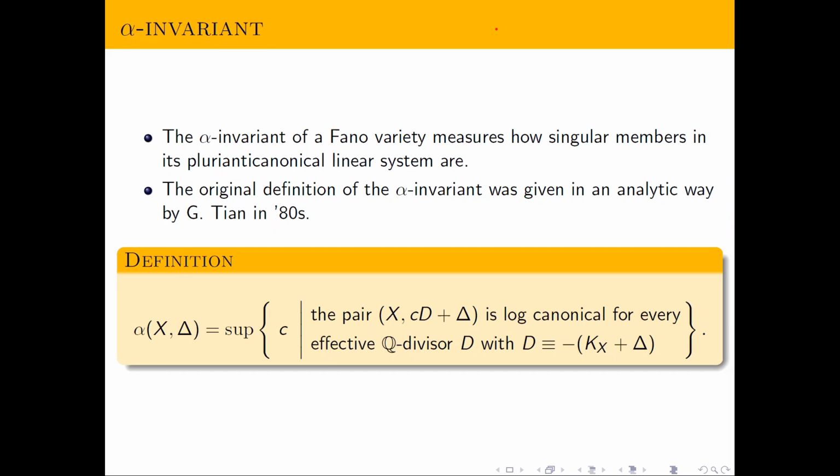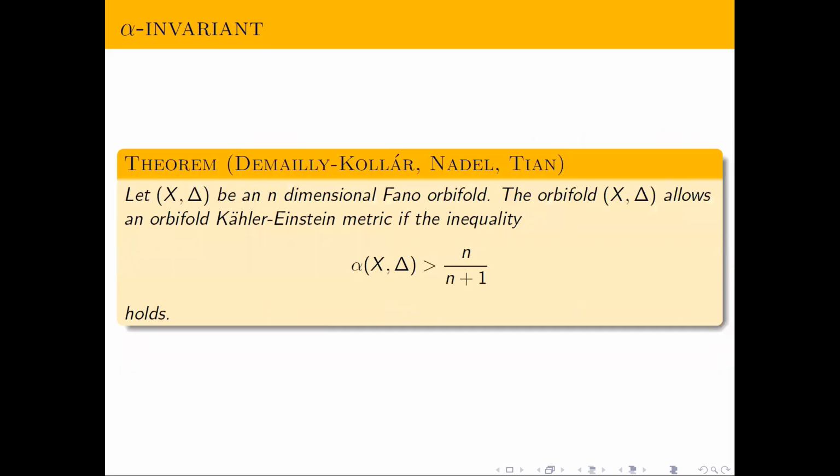So the definition is like this. You collect all rational numbers delta such that the pair X, cD plus delta is log canonical for every effective Q-divisor D equivalent to minus K_X, and then you take the supremum. This is the definition, right? And the reason why Tian introduced this is because of this: an n-dimensional Fano orbifold allows an orbifold Kähler-Einstein metric if this inequality is satisfied.